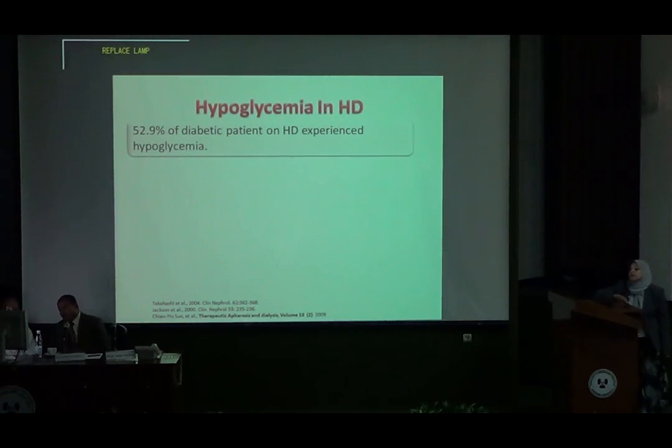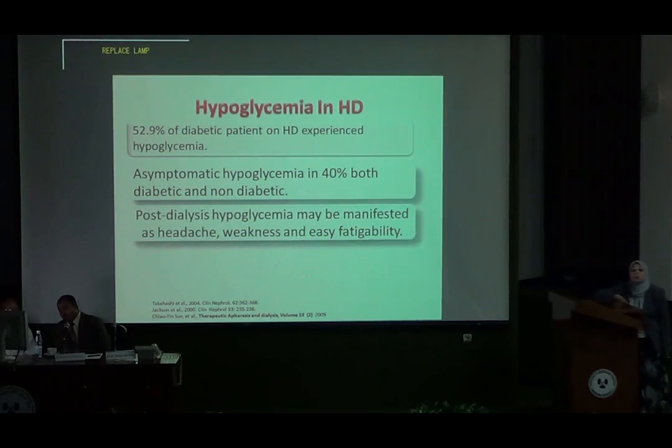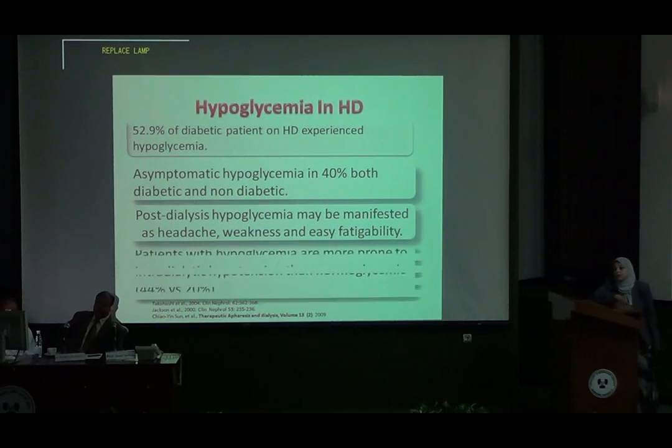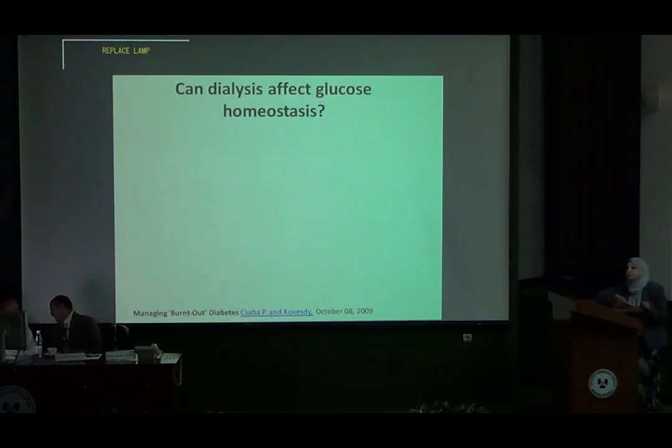Hypoglycemia occurs in 52.9% of diabetic patients on hemodialysis. Asymptomatic hypoglycemia occurs in 40% of both diabetic and non-diabetic patients. Intradialytic hypoglycemia may be manifested as headache, weakness, and fatigability. Patients with hypoglycemia are more prone to intradialytic hypotension than normoglycemic patients, 44% versus 20%.